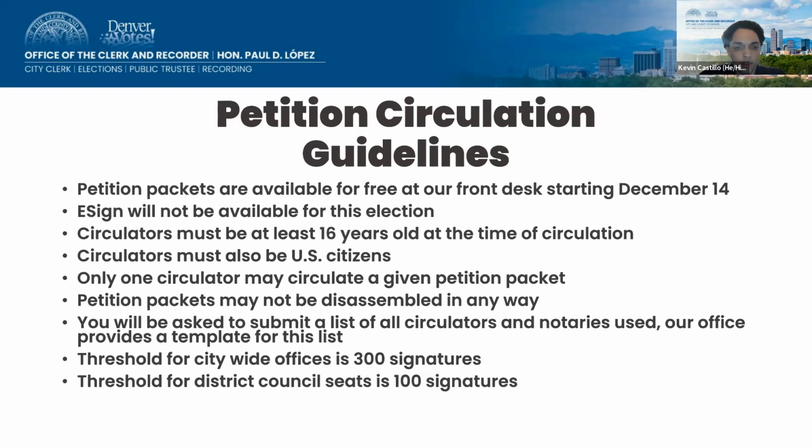And then we'll get into, so how many signatures do you need? Well, for citywide offices, it's going to be 300 signatures. So for mayor, auditor, city council at large, it's 300 signatures. You can get as much as you'd like. We always suggest getting at least double, just in case some of them are invalidated. But again, 300 signatures for citywide offices and 100 signatures for district council seats.